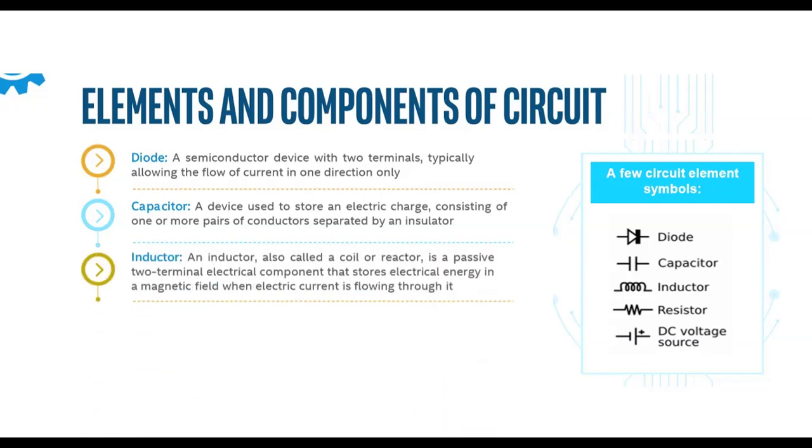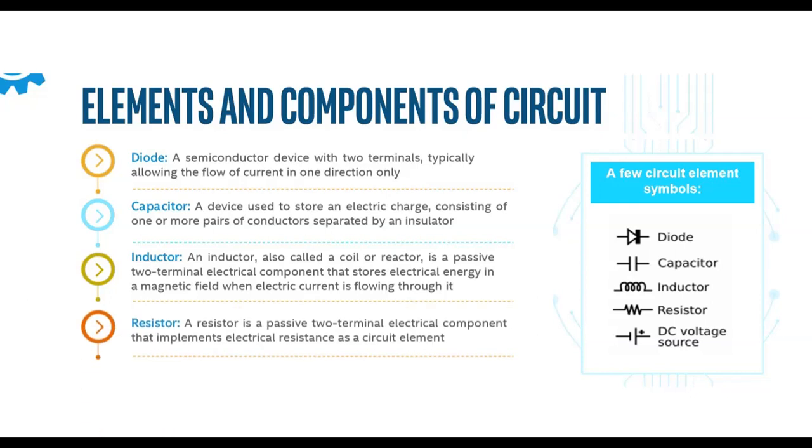The third component we can use to design a circuit is the inductor. An inductor, also called a coil or a reactor, is a passive two-terminal electrical component that stores electrical energy in a magnetic field. When current is flowing through that particular conducting wire, we can store the electrical energy in a magnetic field itself by using the inductor. This is the simple definition of inductor.